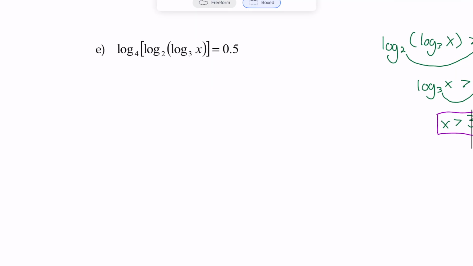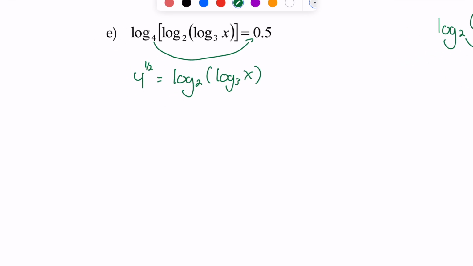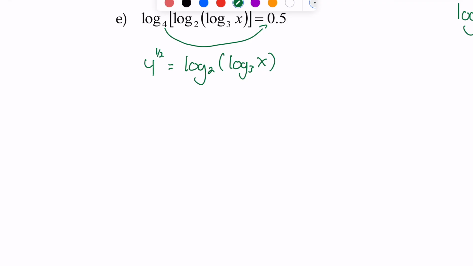Now let's go back to the problem. We're solving for x, right? So at this point, we are just going to isolate for x. We're going to take the 4 and put it to the power of 0.5. So 4 to the 0.5 is really the same thing as 4 to the half, and that's going to be equal to what's left over, log base 2 of log base 3 of x. Well, 4 to the half is the same thing as 2, right? You're essentially taking the square root of 4. And I'm going to write that as 2 equals log base 2 of log base 3 of x.